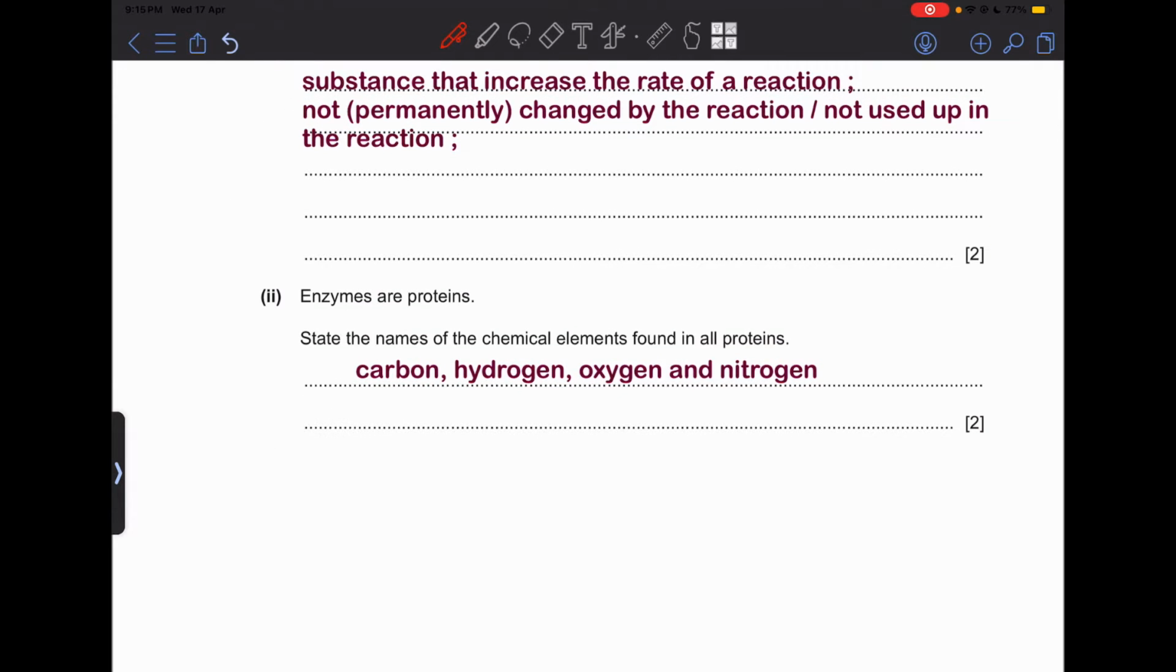Part (a)(i) says enzymes are proteins. State the names of the chemical elements found in all proteins. So you're going to say carbon, hydrogen, oxygen, and don't forget nitrogen, because if you write nitrogen alone, it's going to give you 1 mark. But of course, don't forget the carbon, hydrogen, and oxygen. All of these will give you marks, but the nitrogen alone can give you 1 mark. So if you just write down carbon, hydrogen, oxygen, you will get 1 out of 2 marks.